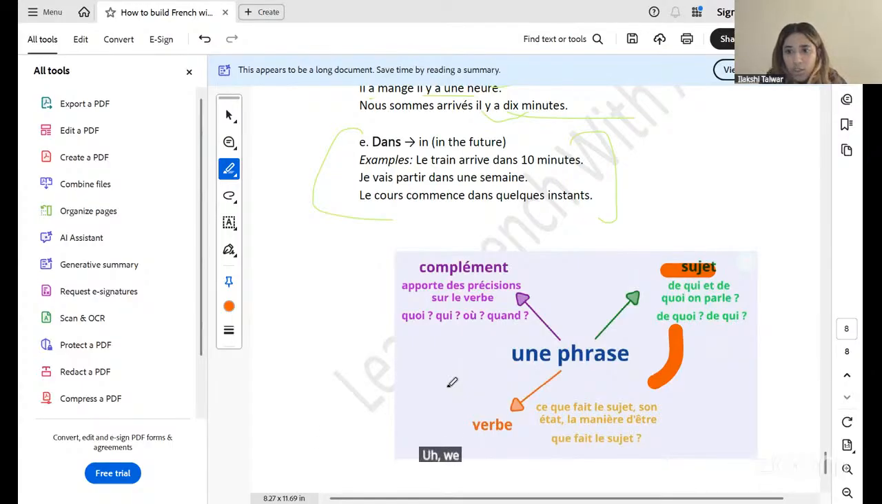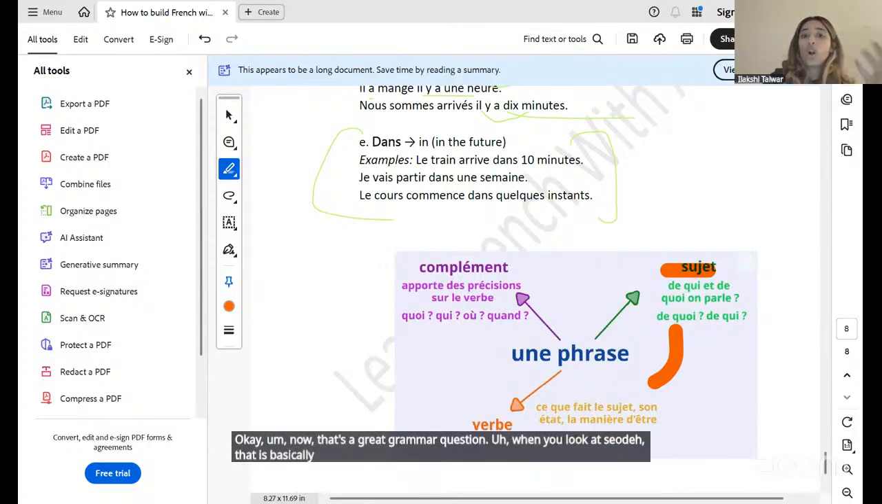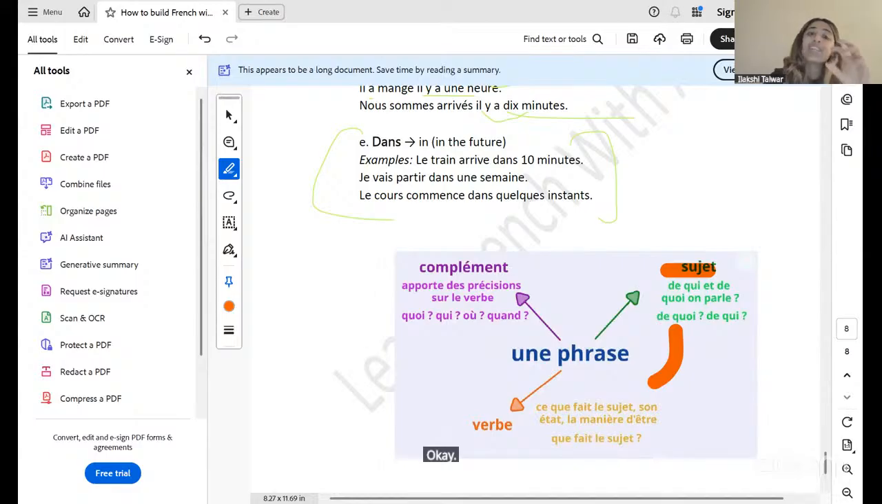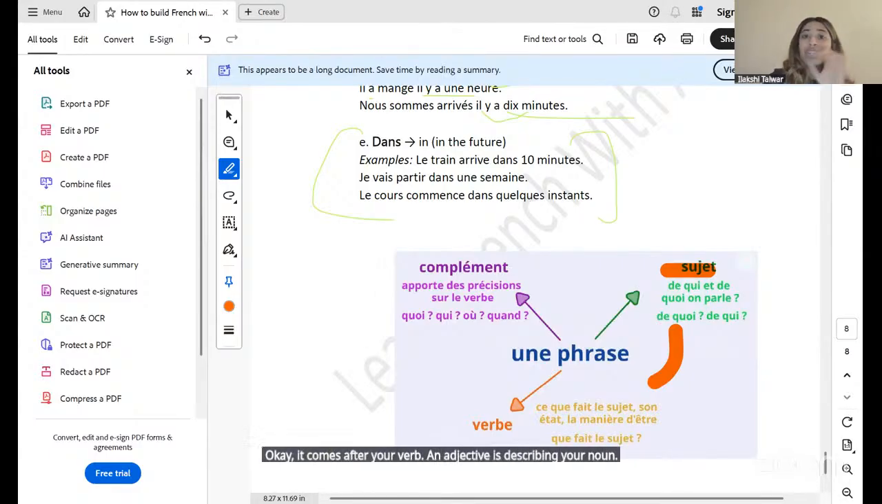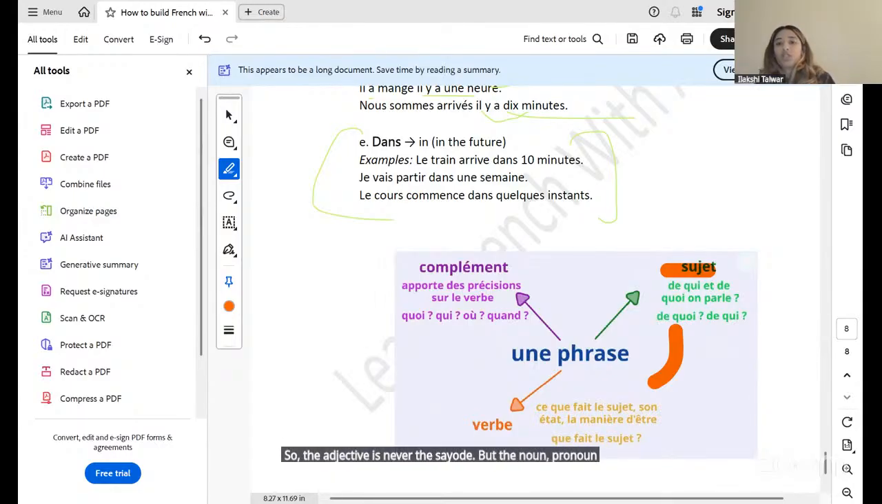We have a question on the chat. Is adjective part of COD? Okay. Now that's a great grammar question. COD, which is complement d'objet direct. When you look at COD, that is basically who or what. Okay, it comes after your verb. An adjective is describing your noun. So it does not function as a COD exactly. So the adjective is never the COD, but the noun, pronoun is the COD, if you understand what that is.